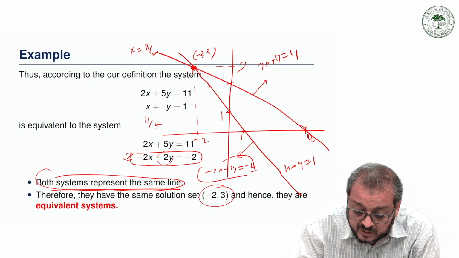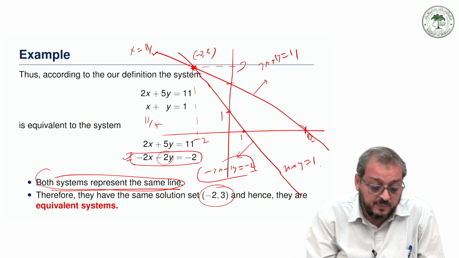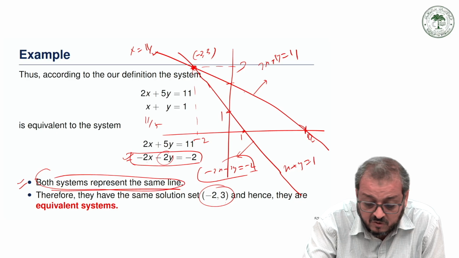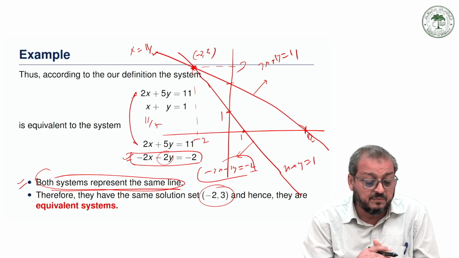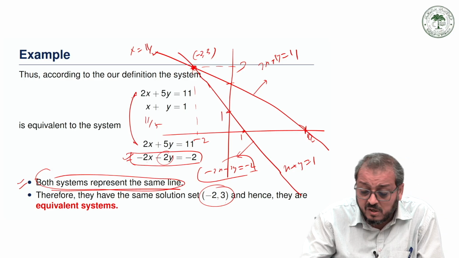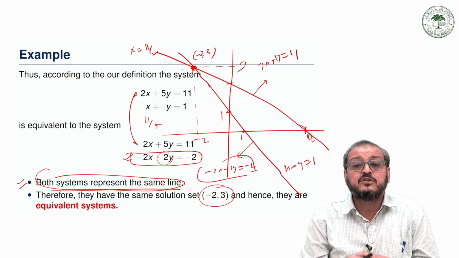So this is minus 2x minus 2y equals minus 2, and this is x plus y equals 1. So they represent the same line. This means both equations represent the same line. This is the common line of both equations. So we can also say geometrically that this system intersects at this point, minus 2 comma 3.